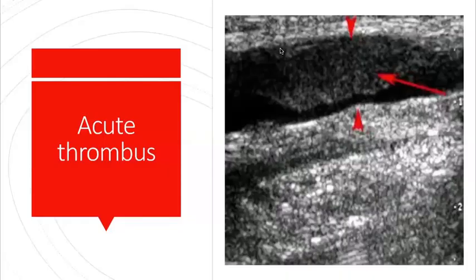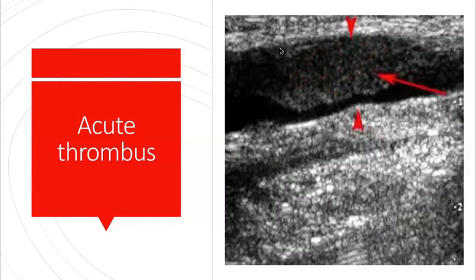Okay, page 427 talks about some differences between acute and chronic thrombus. So this is a picture of an acute thrombus. You'll notice that the thrombus itself is pretty uniform in texture. It has low level echoes. That means it's more hypoechoic, and because it's more hypoechoic, it could be difficult to visualize. It's softer and slightly more compressible.